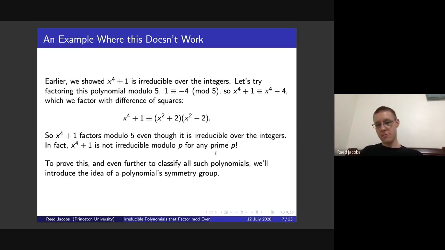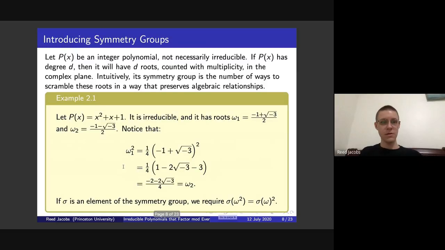And to work with this, we're going to introduce the symmetry group of a polynomial, which is an important tool that pops up all the time in algebra and number theory. I could just give you the formal definition, but that would be bad because the formal definition is unmotivated and not very interesting at first glance. So instead, through this example, I'll show intuitively what we would want the symmetry group to be.